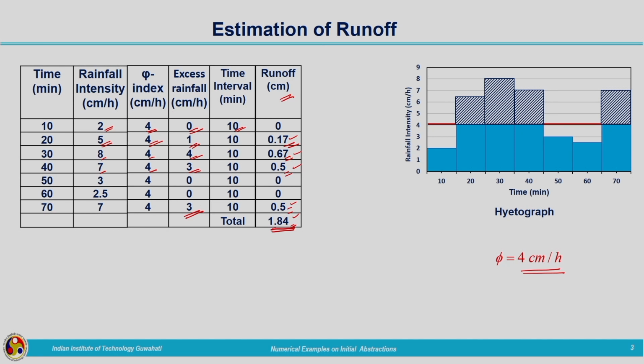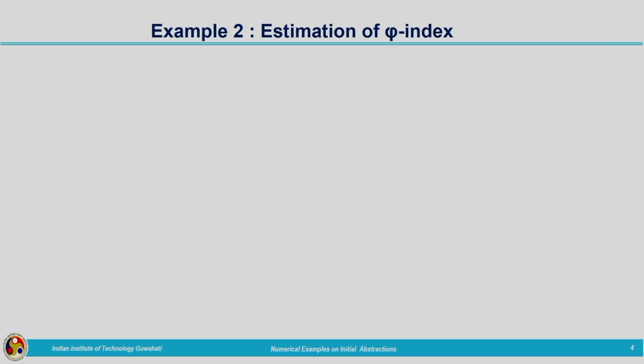Once the depth of water corresponding to each interval which is going as the abstraction is calculated, that when deducted from the total rainfall will be giving us the runoff depth. So, the total amount of runoff which is calculated is 1.84 centimeter related to this problem. Now, let us move on to the second example.